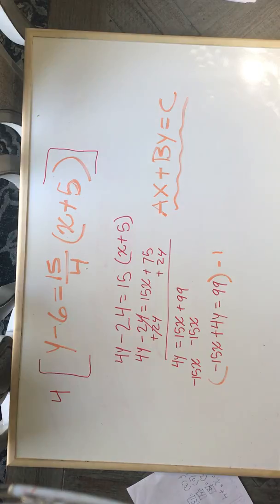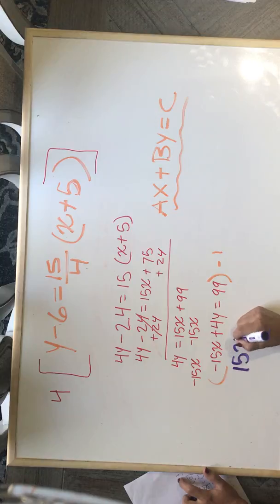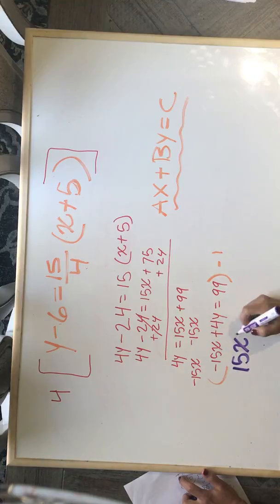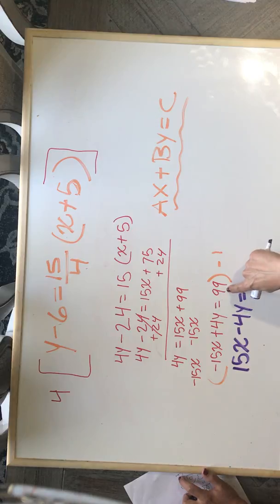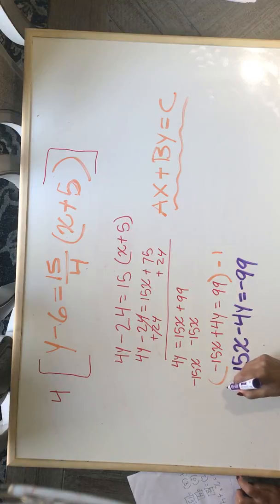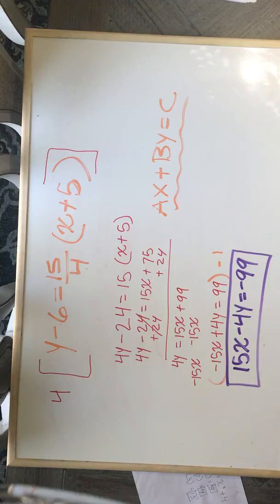So now we have positive 15x, don't we? Now what's a negative 1 times positive 4? That's negative 4. Negative 4y equals negative 1 times positive 99. That's negative 99. All right? We have got x positive. Y doesn't matter if it's negative or positive. Neither does c, as long as x is positive and not negative. This is in standard form. All right? Good job, Hannah.